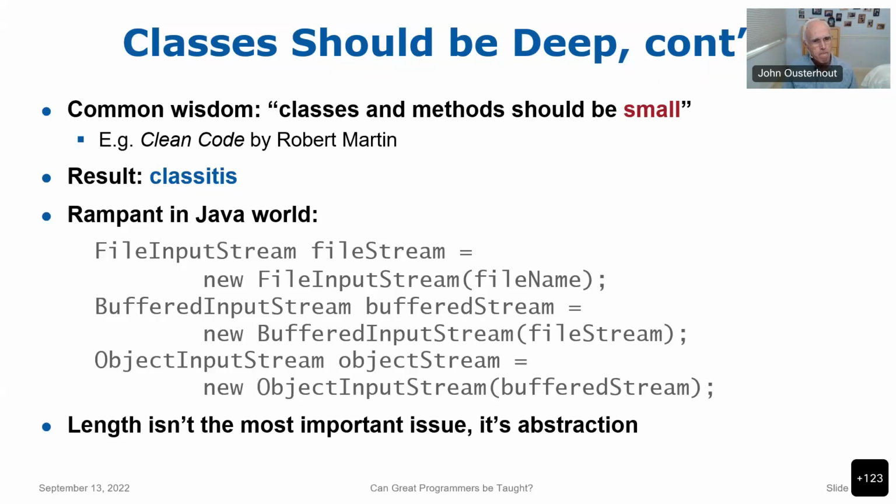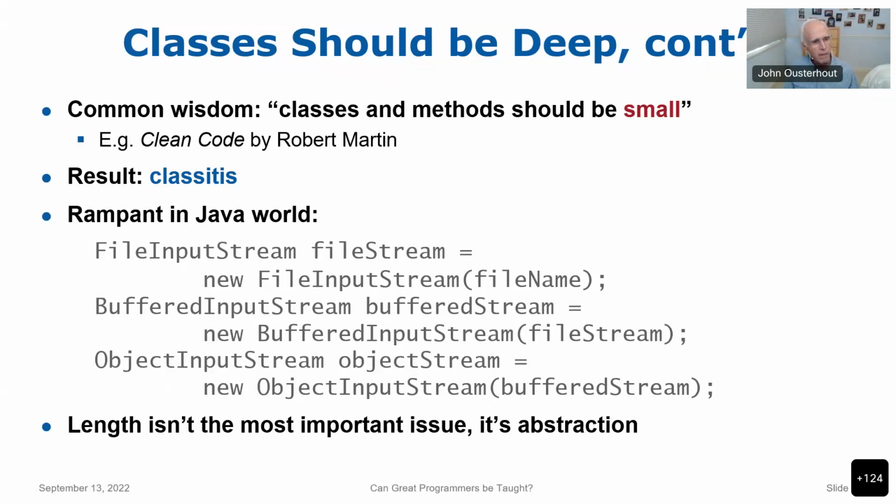And he says ideally a method should have at most one control statement, one if or while statement in it. And the body of that should have at most one statement in it. If it needs more than one statement, you should chop it up and make a separate method for that. Well, this approach results in an incredibly high level of complexity that I call classitis.